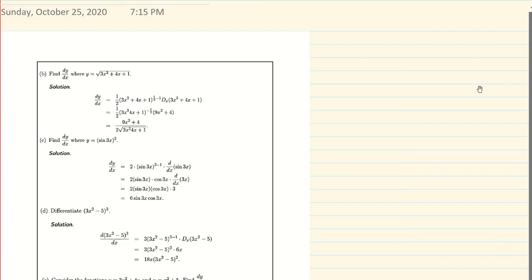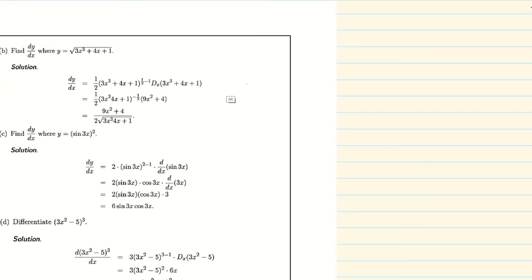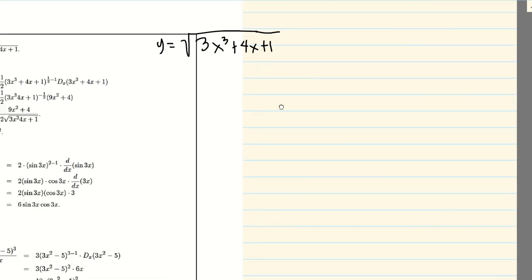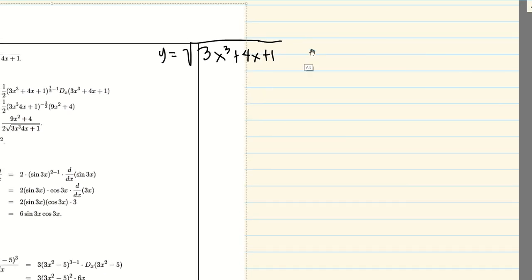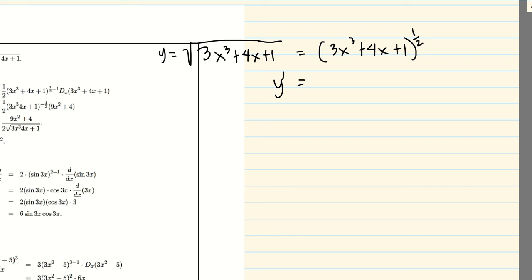So that's one, and we head to the next example. I have already tackled this example in the last videos. y equals the square root of 3x cubed plus 4x plus 1. So we will have a review. We can change that into 3x cubed plus 4x plus 1 to the power of 1/2, and then we derive it. Before we derive it, let's put u equals 3x cubed plus 4x plus 1, and our du is equal to 9x squared plus 4.